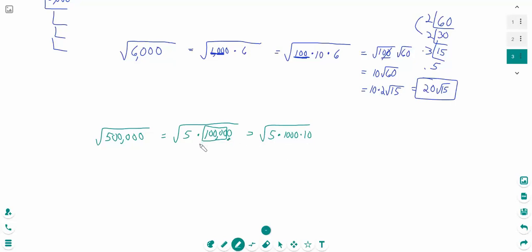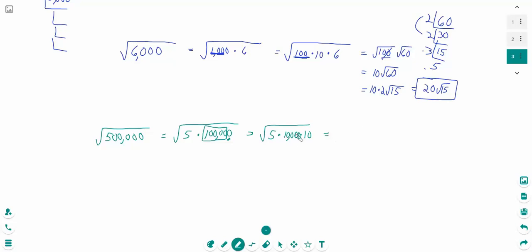So we have 1,000 times 10. Oh, wait a minute. I'm sorry. That should be 4 zeros. It should be 10,000. 10,000 times 10. 1, 2, 3, 4 zeros. So 10,000 times 10 is going to be 100,000. That's why it's always good to double check and make sure that you did it right, and that if you multiply these back out, you should still get this number. All right. So now we've broken it down that far.